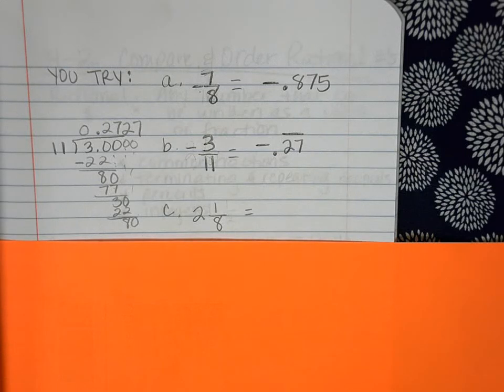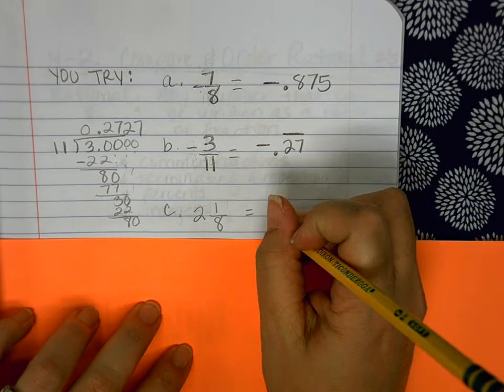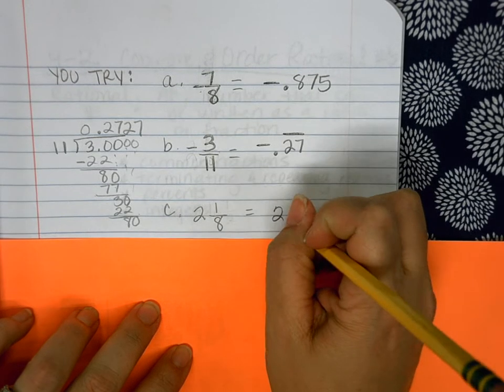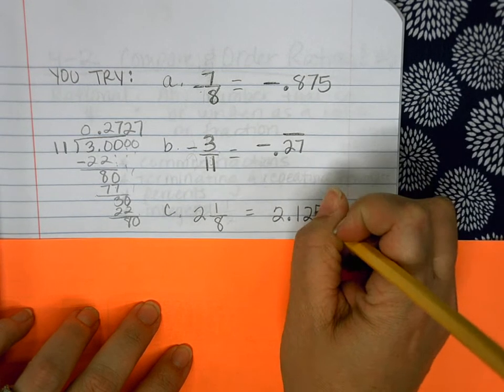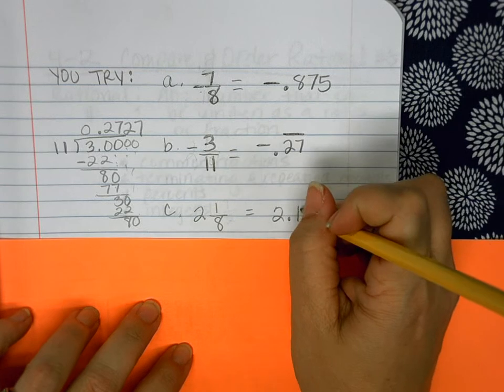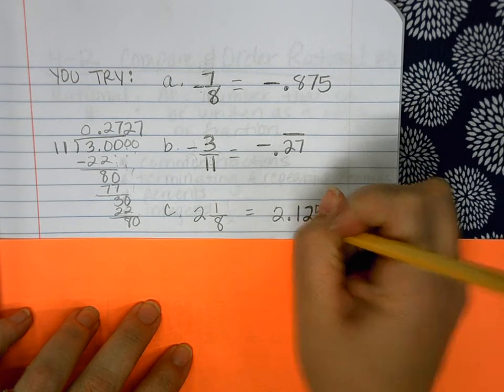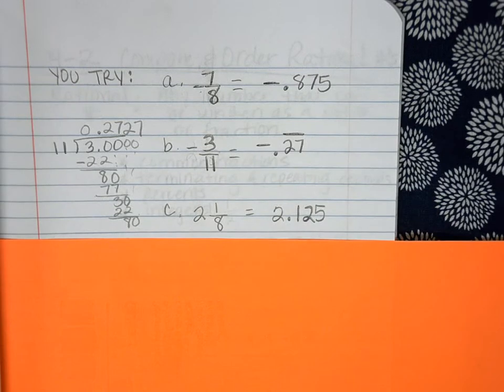Manuel, what'd you get? 2.125. Good. So 8s have a special property as well. You generally will get a 5 at the end whenever you divide by 8.